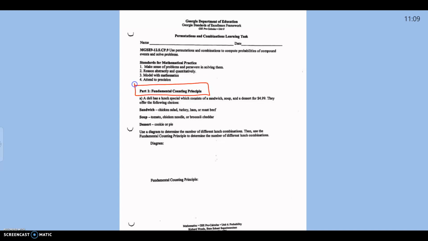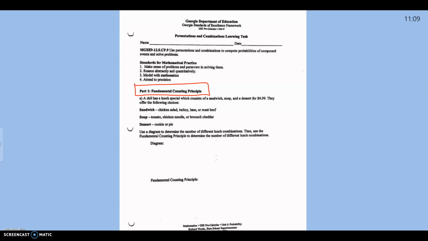And y'all, that's just how many options do you have? So this talks about a deli has a lunch special, which consists of a sandwich, soup, and a dessert for $4.99. They offer the following choices. So for a sandwich, you can get a chicken salad sandwich, a turkey sandwich, a ham sandwich, or a roast beef sandwich, okay? So those are your picks. Then for soup, you can get tomato, chicken noodle, or broccoli cheddar. And then for dessert, you get cookie or pie. And if you pick one of each of those, then you pay $4.99, you get your meal.